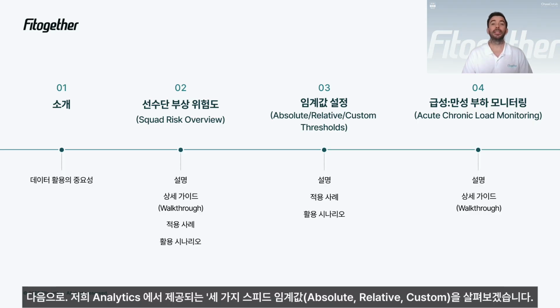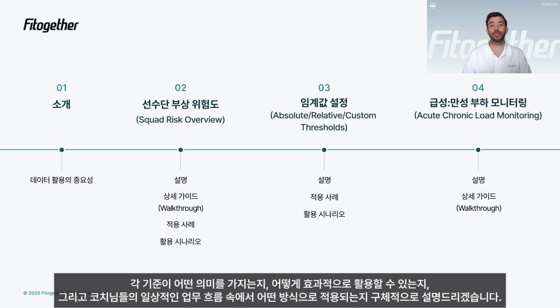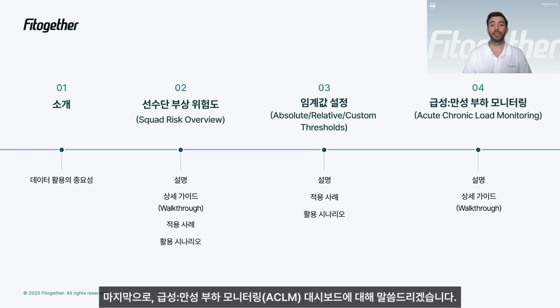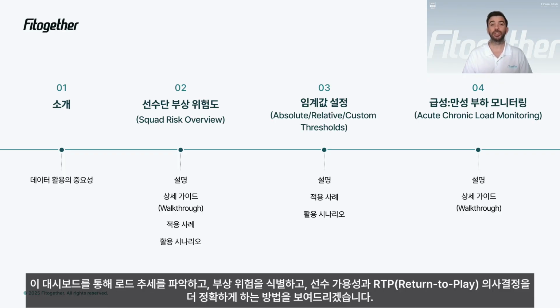Next, we'll look at the three types of speed thresholds available in our analytics platform: absolute, relative, and custom, discussing what they mean, how to use them effectively, and where they fit into your daily workflows. Finally, we'll move on to the acute chronic workload dashboard, exploring how it can be used to track load trends, identify risk, and make smarter decisions around player availability and return to play planning.